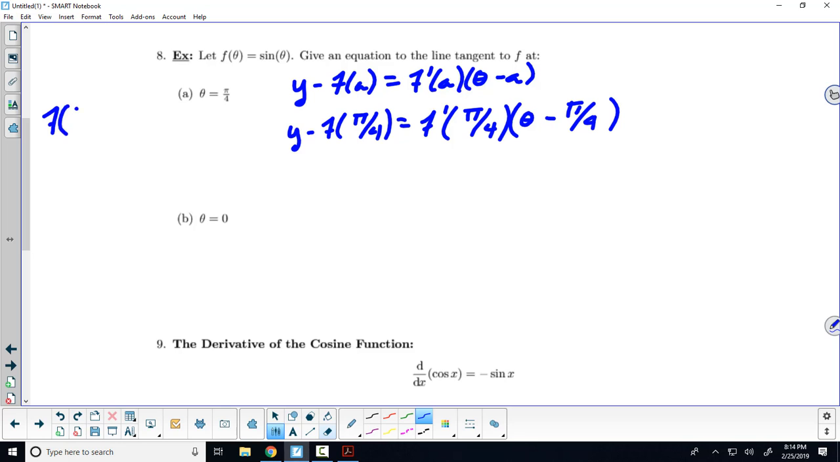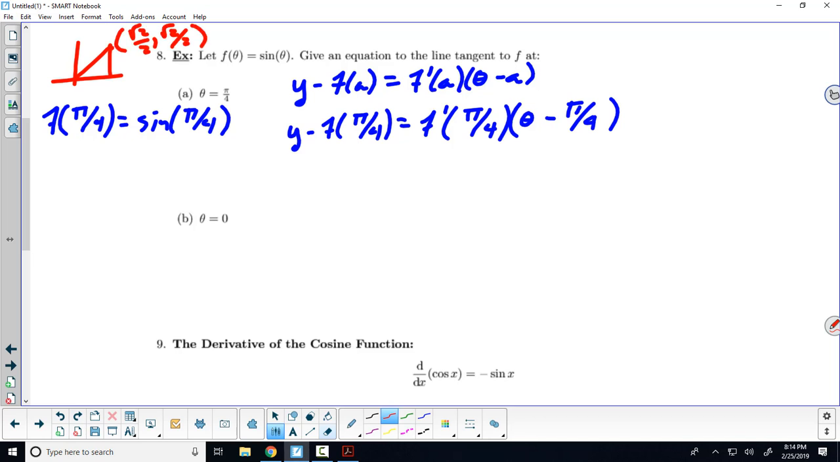So what is f of pi over 4? Well, that's just the sine of pi over 4. Folks, this should not be an arduous task. I know it probably is for a lot of you, but you've got to get fast at it. There's that triangle that gets me to pi over 4. How did I get there? Same. Let's write it out. Radical 2 over 2, comma, radical 2 over 2.